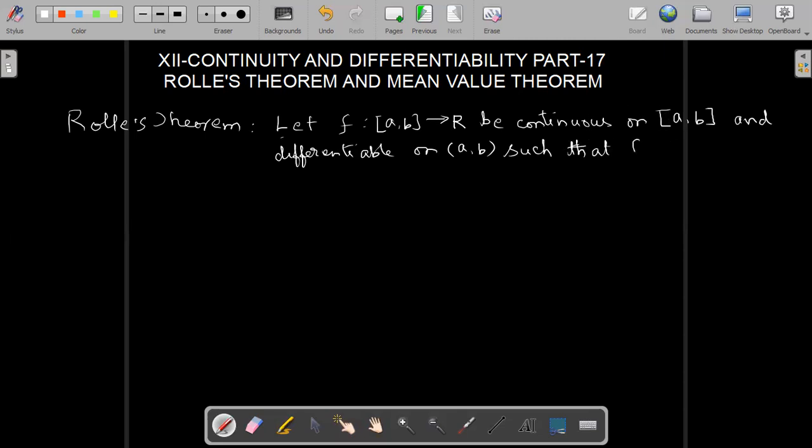f(a) is equal to f(b). So the function is continuous, differentiable, and f(a) is equal to f(b). The value of the function at a and b should be the same, where a and b are some real numbers, any real numbers.